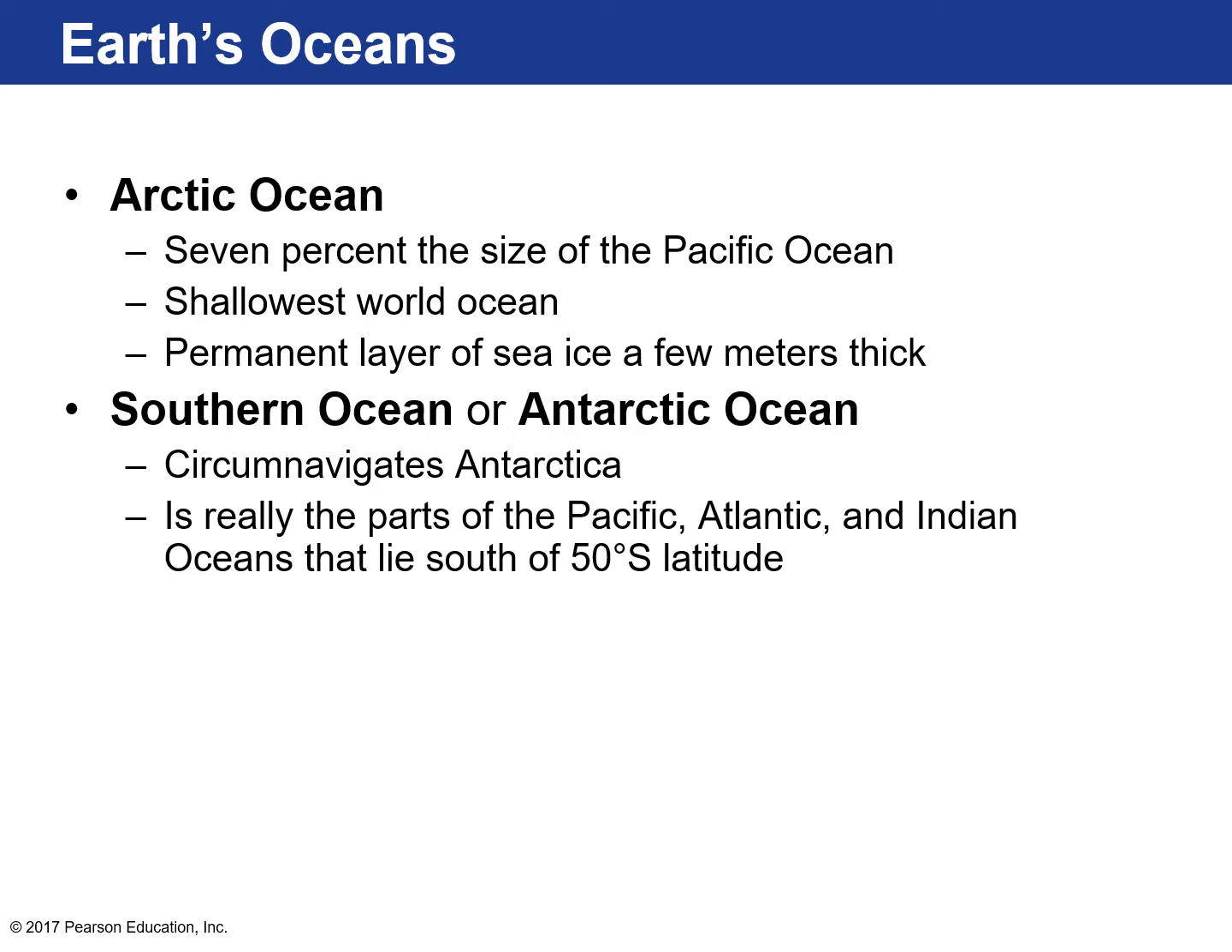And then there's that designation I mentioned before, the Southern Ocean. That completely circumnavigates the continent of Antarctica, and it's essentially just parts of the Atlantic, Pacific, and Indian. And that line of latitude where that distinction is made is about 50 degrees south.